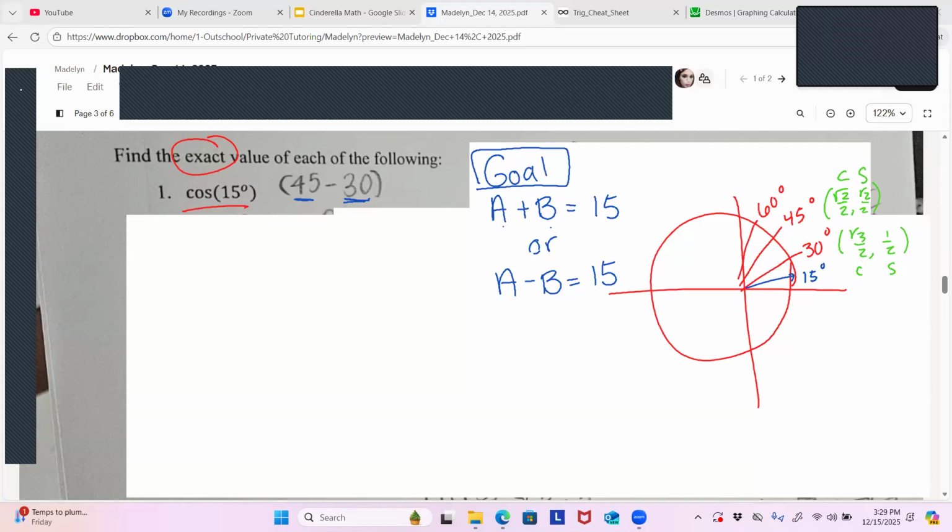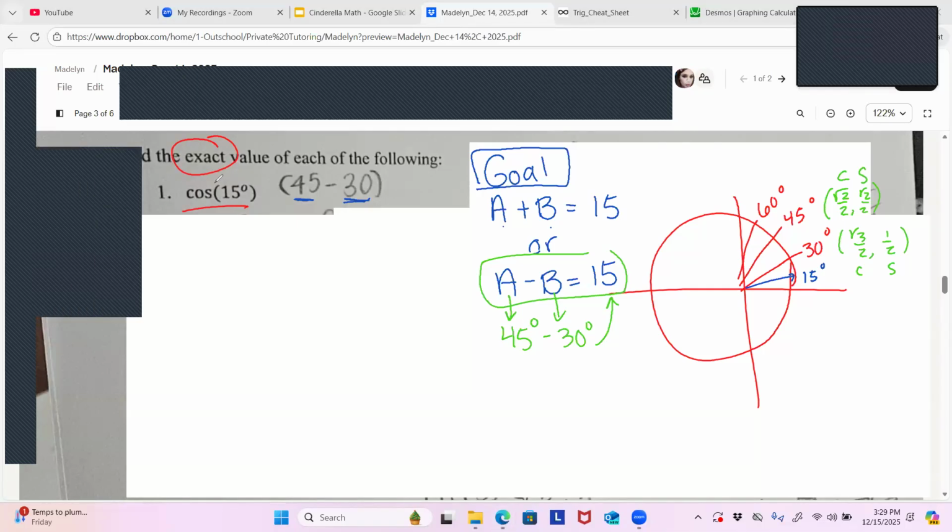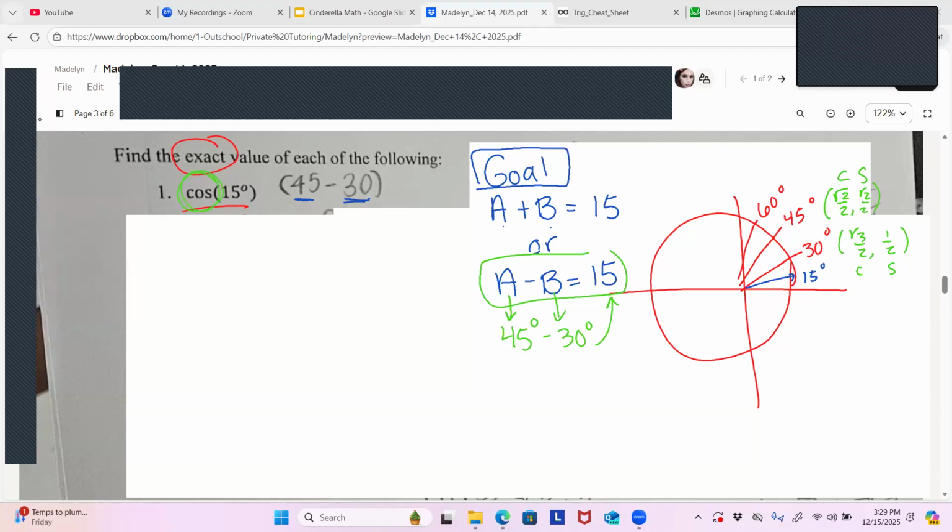All right, now we will go to our trig cheat sheet, and we did a minus. We let A be 45 degrees, B be 30, because 45 minus 30 is 15. So we're going to go to our cheat sheet, and we did a cosine minus. And why cosine? Because that's what we're after here.